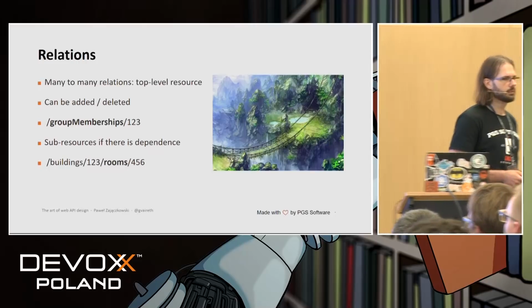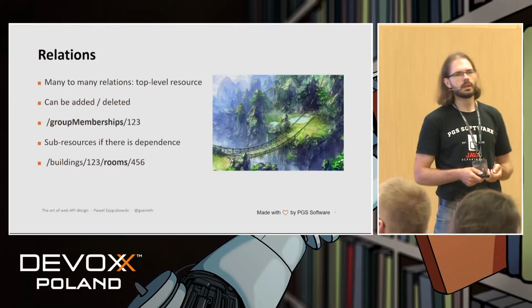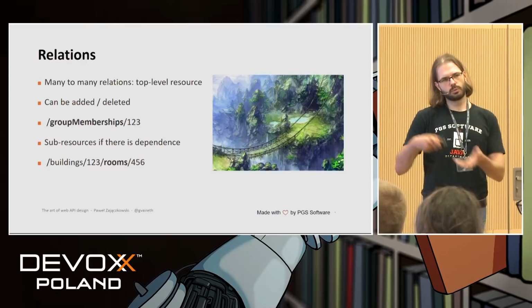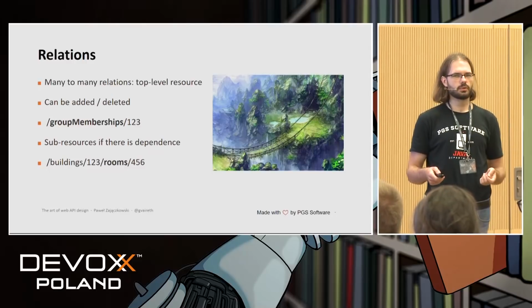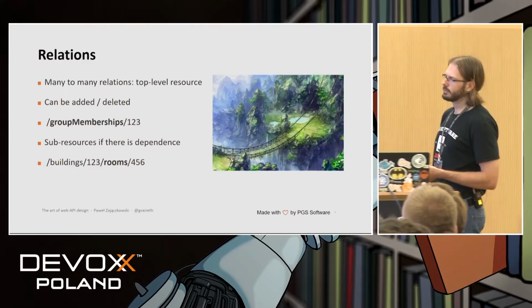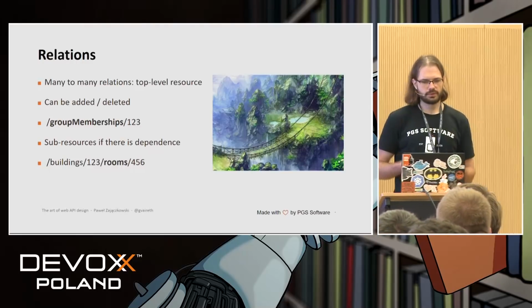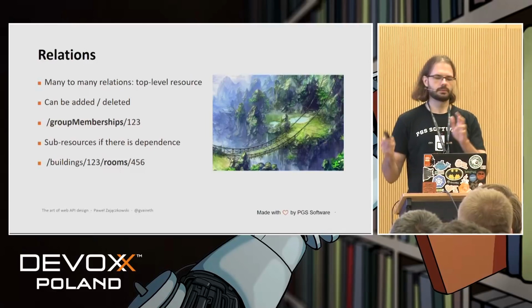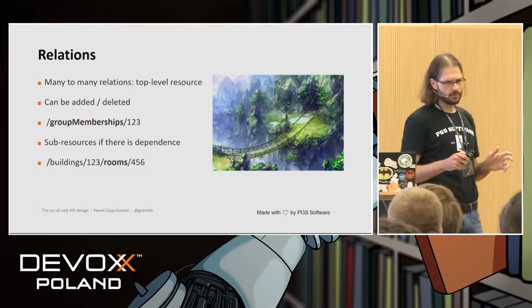On the other hand, if we have resource that depends on another, say we have a building and room in a building. If the building collapses, then the room is probably not too good either. In this case, we can model that in this hierarchy, that first is building, an ID of the building, then there is rooms and ID of the room.